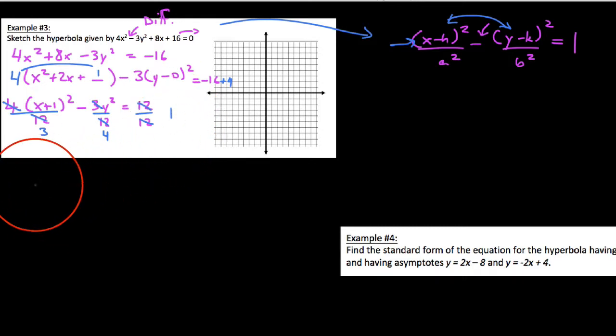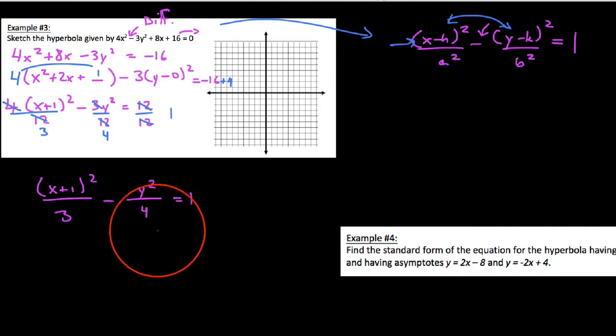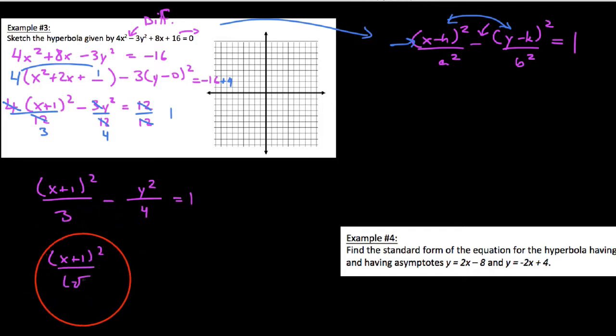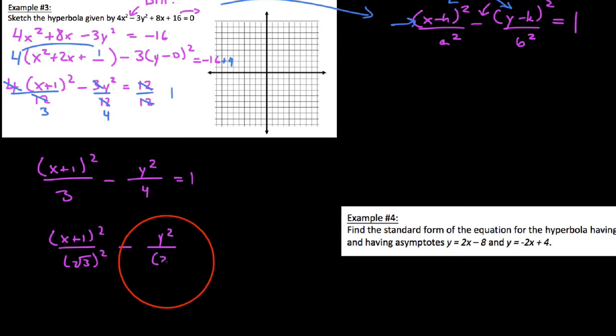So here's our standard form equation. We have (x plus 1) squared all over 3, and I'll write a 3 for now, minus y squared, or (y minus 0) squared, all over 4 is equal to 1. I'm also going to rewrite this again. I'm going to call this (x plus 1) squared over the square root of 3 squared, minus y squared over 2 squared. So a few things that I want to say here.